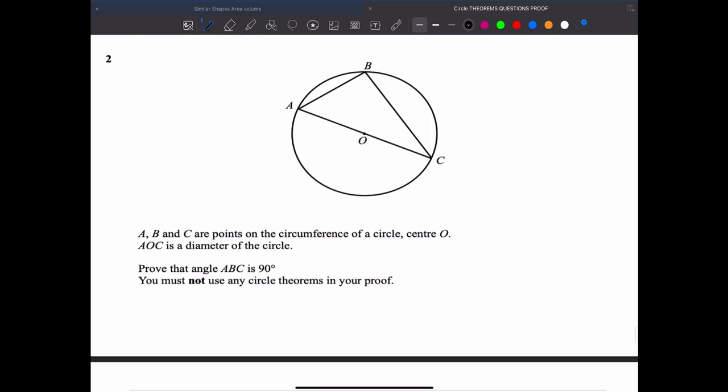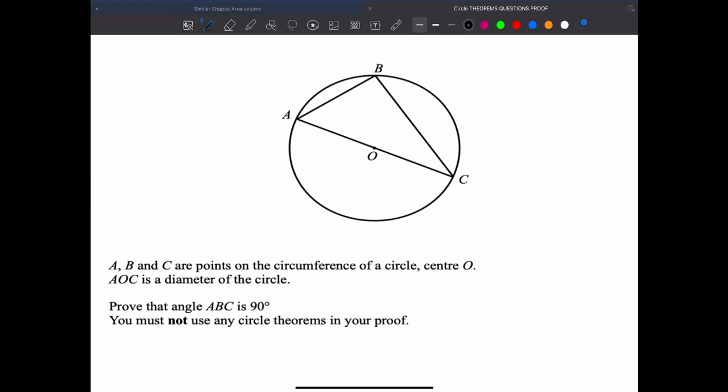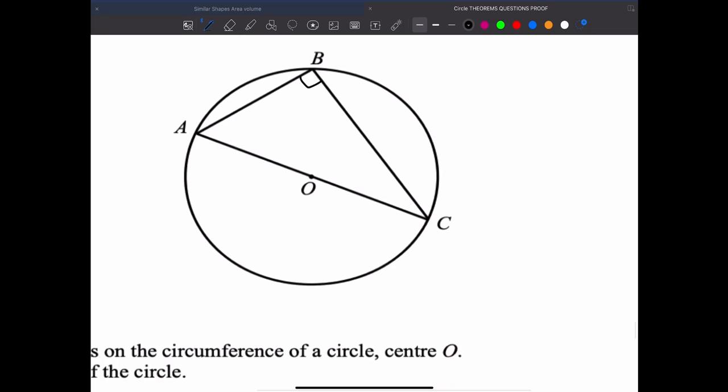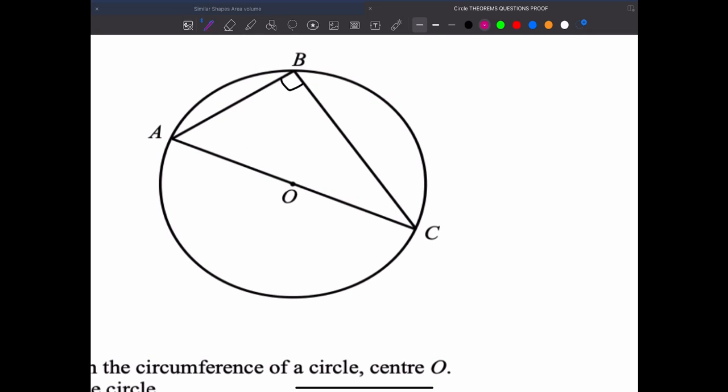Next one. Show that angle in a semicircle is 90 degrees. So you need to show that this is 90 degrees. What did I say? Always make a triangle here in this course. Here, there you go. So let's call this angle x.